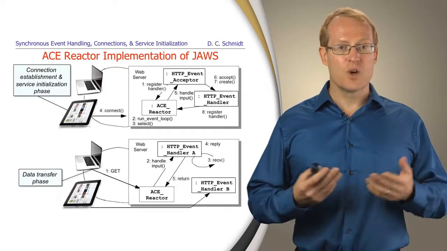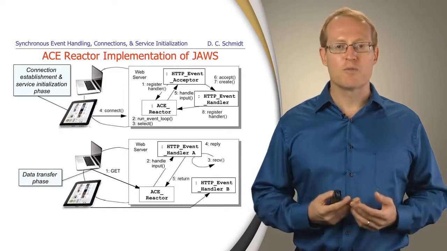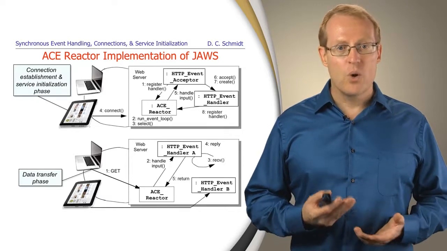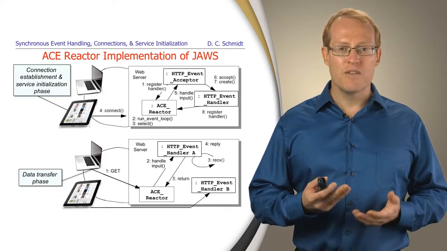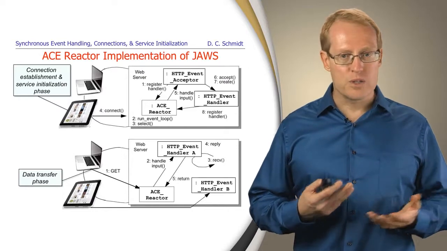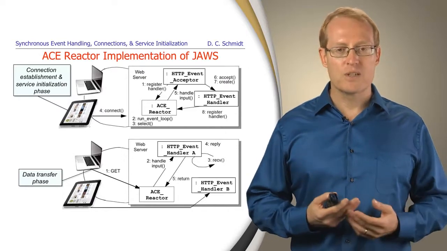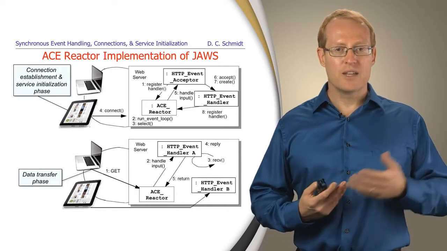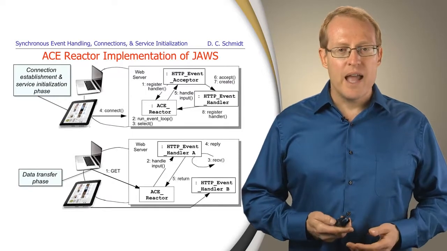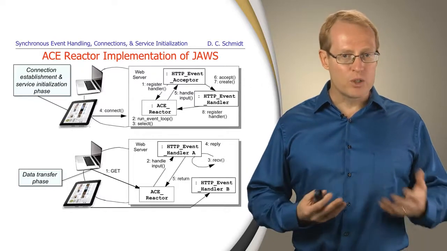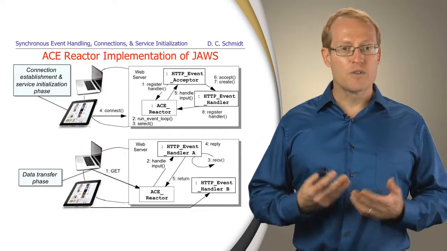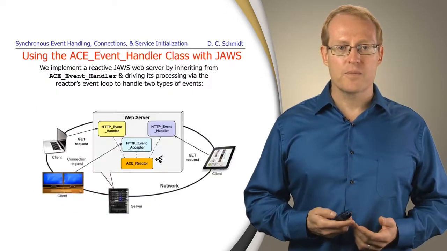Then, when a client sends over a GET request or some other type of request, the reactor will turn around and dispatch the handle input method on the corresponding HTTP event handler, which will read the request, figure out the corresponding URI that was part of the request message, memory map that, and then transmit that back to the client, and then clean itself up. And these are the basic steps, and you can imagine having multiple different clients connected and these kinds of things taking place concurrently, all driven by callbacks using ACE Reactor.